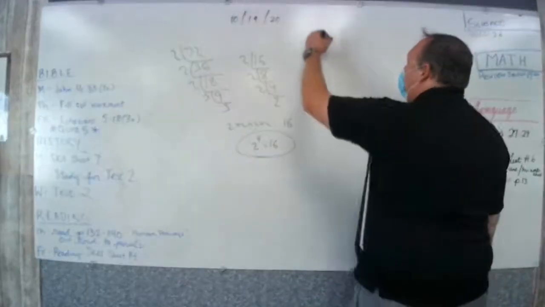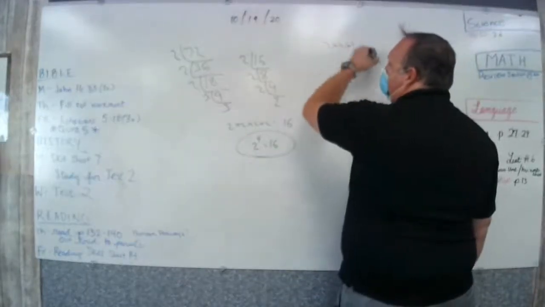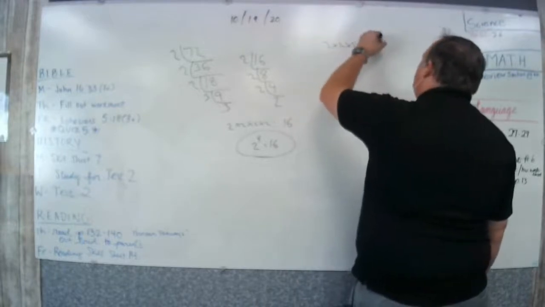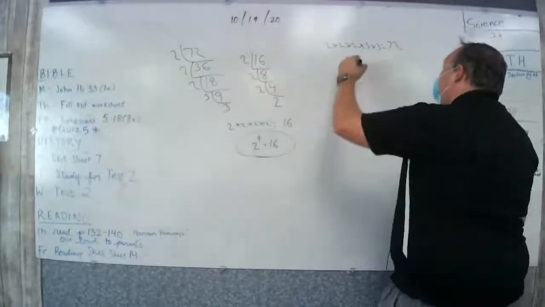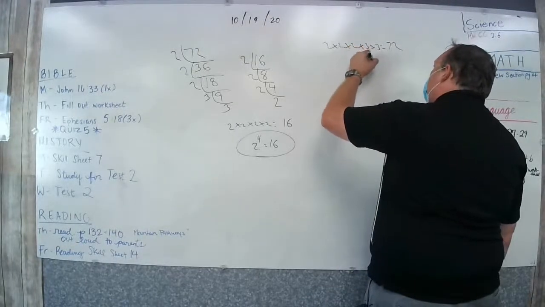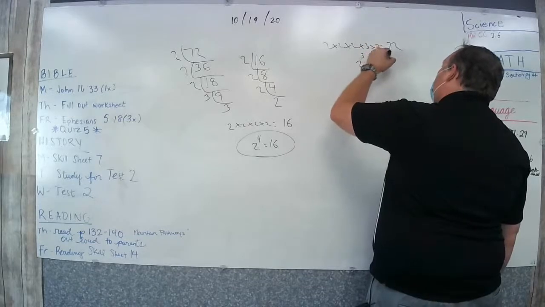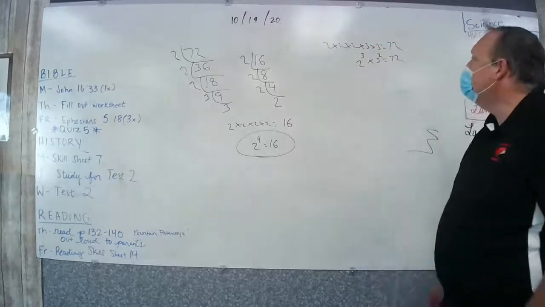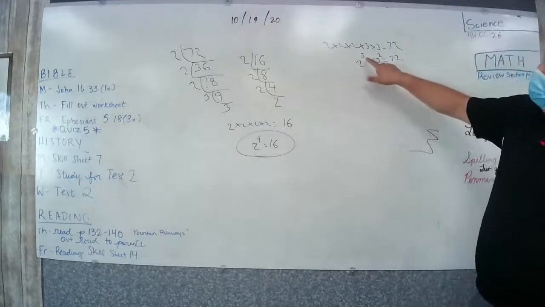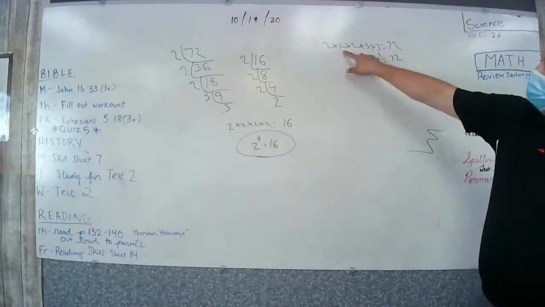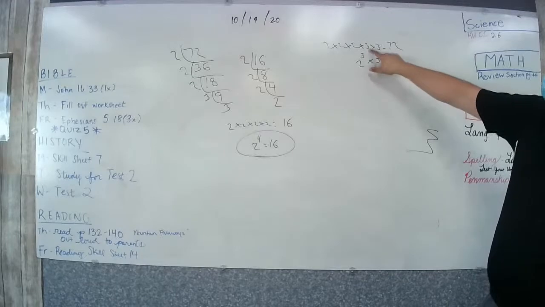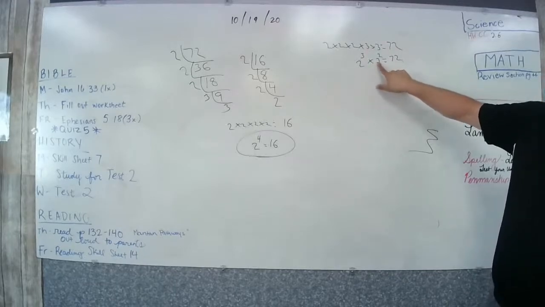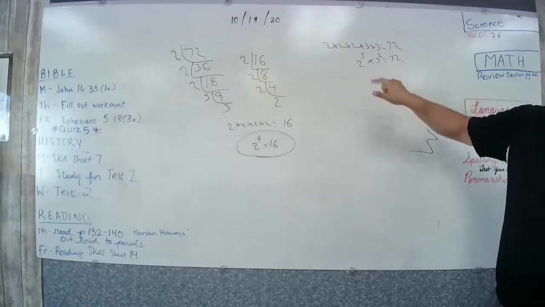So I can write this as 2 times 2 times 2 times 3 times 3 equals 72. Or I can write it as 2 to the third power times 3 to the second power. Okay. I use a 3 because I have 3 2's. And 2 is my base. I have a 2 right here because I only have 2 3's, and 3 is my base. Okay? Make sense?